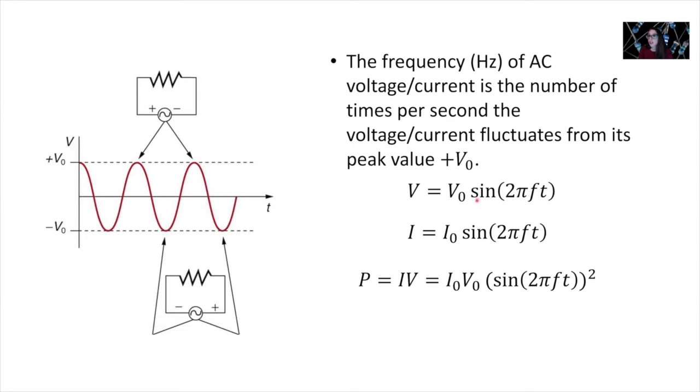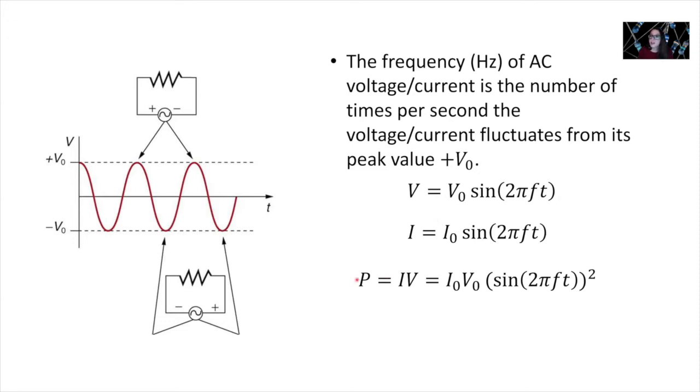So I could ask you to find the potential in an alternating current circuit at any time t if I tell you the frequency, if I tell you the maximum potential. And I can do the same thing for the current. And that was what we call the instantaneous voltage or current if we're finding that voltage or current using this equation at some particular time t.